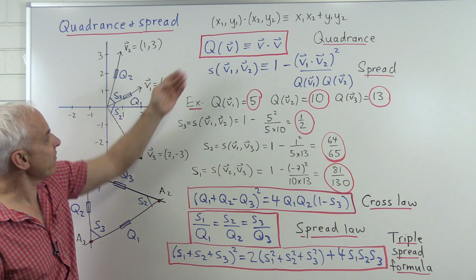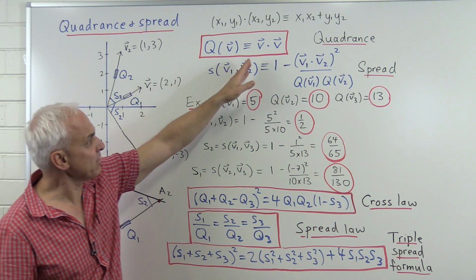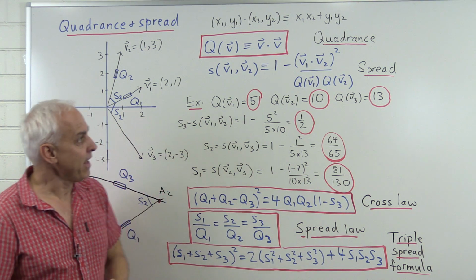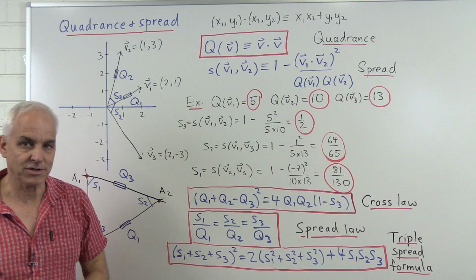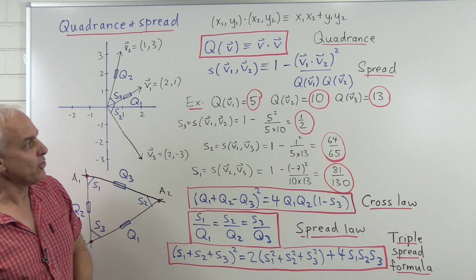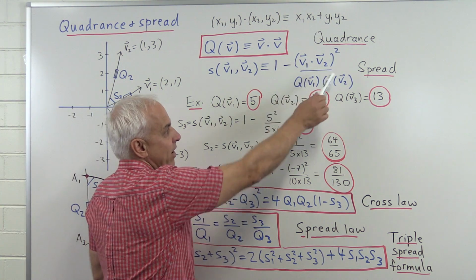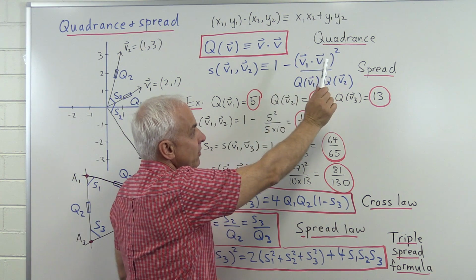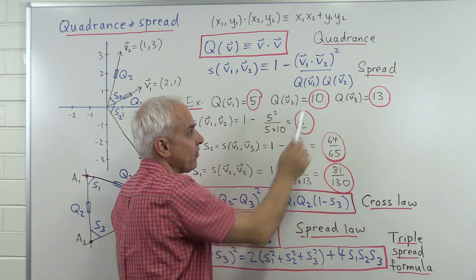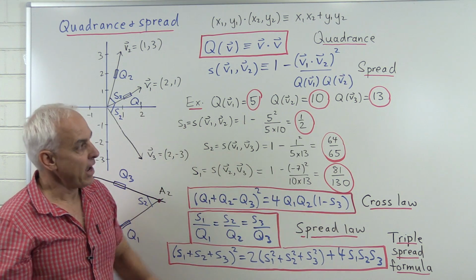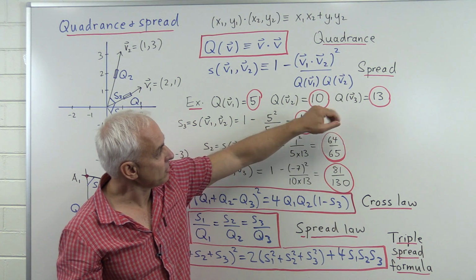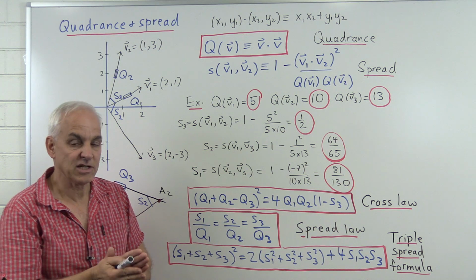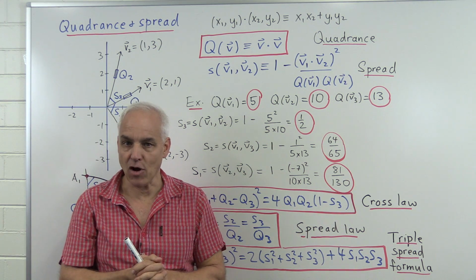Okay, so the quadrance of a vector is by definition v dot v. That's all. And the spread between two vectors, v1 and v2, is defined in this way: 1 minus (v1 dot v2) all squared over the quadrance of v1 times the quadrance of v2. And you can think about the quadrances of v1 and v2 down here as being normalizing factors to ensure that this spread is independent of scaling of v1 and v2.